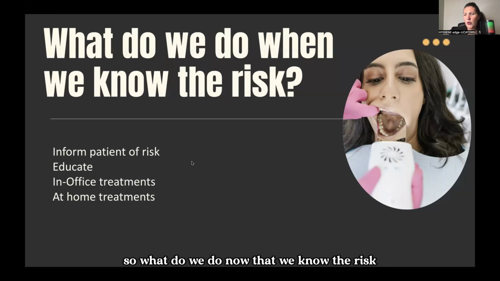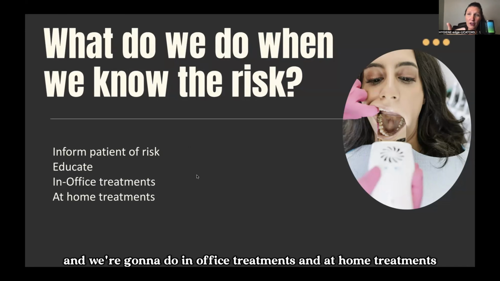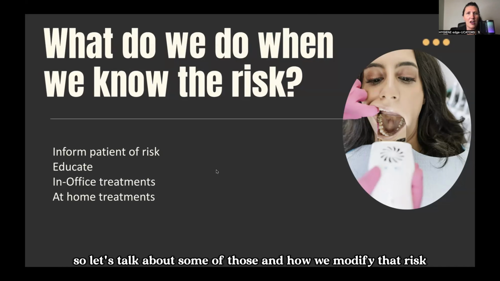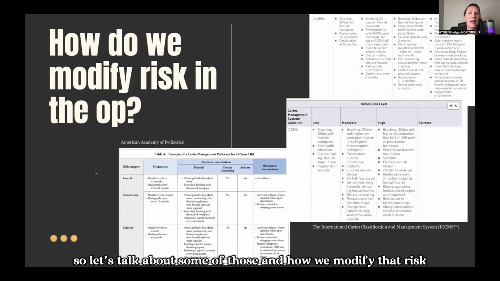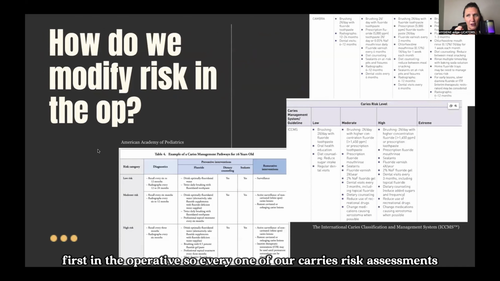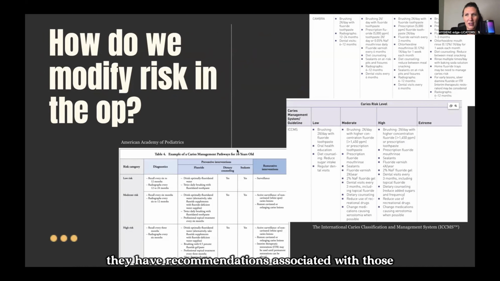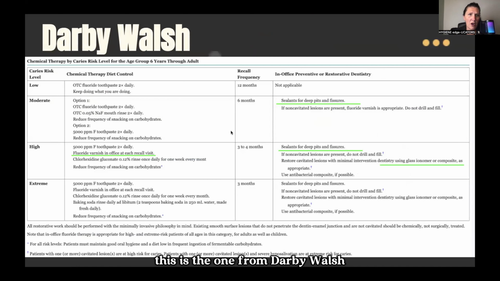So what do we do now that we know the risk? Of course, our students inform the patient, they educate, and we're going to do in-office treatments and at-home treatments. So let's talk about some of those and how we modify that risk first in the operatory. Every one of our caries risk assessments has recommendations associated with it on what to do in different scenarios. This is the one from Darby Walsh.